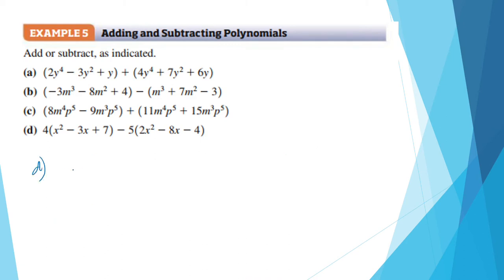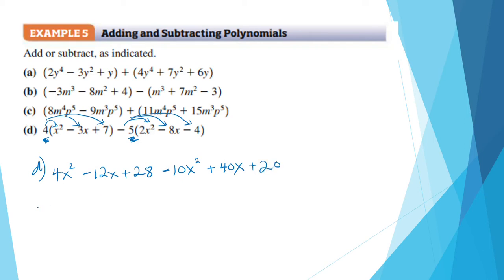In part D, we have a 4 in the front and a negative 5 in the front. So I would recommend that you distribute first. And here I'm going to distribute the 4. This gives me 4x squared minus 12x plus 28. We'll distribute a negative 5. That's negative 10x squared plus 40x plus 20.